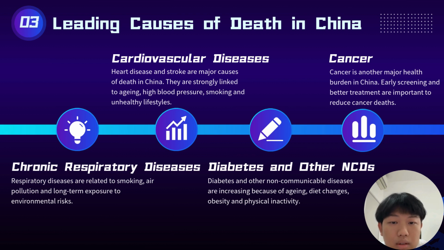The second major cause is cancer. Cancer is also an important health burden in China. Early screening and better treatment are important to reduce cancer death. The third one is chronic respiratory disease. This is related to smoking, air pollution, and long term exposure to environmental risks. The fourth is diabetes and other NCDs. These diseases are increasing because of aging, diet changes, obesity, and physical inactivity.